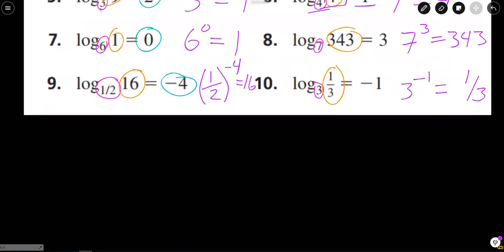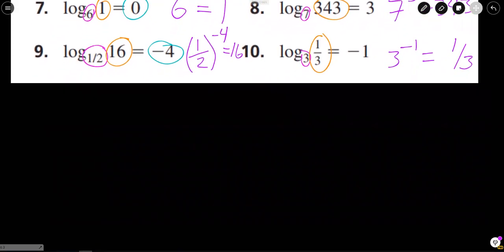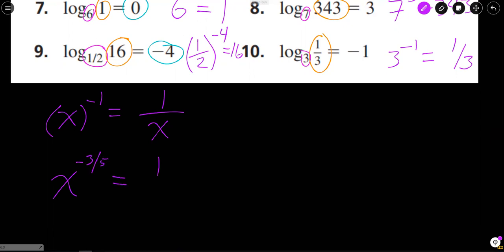Just a quick note on these negative exponents. Remember, anything to the negative 1 power is just another way of talking about the reciprocal. So x to the negative 1 is the same as 1 over x to the first, or just 1 over x. And that works for any negative power. If I've got x to the negative 3/5 power, I could rewrite it as 1 over x to the 3/5 power.